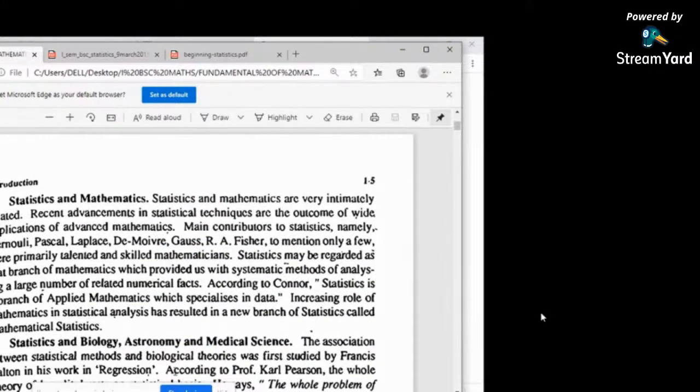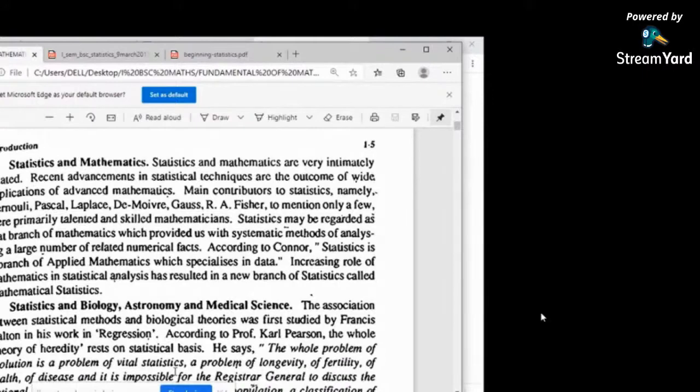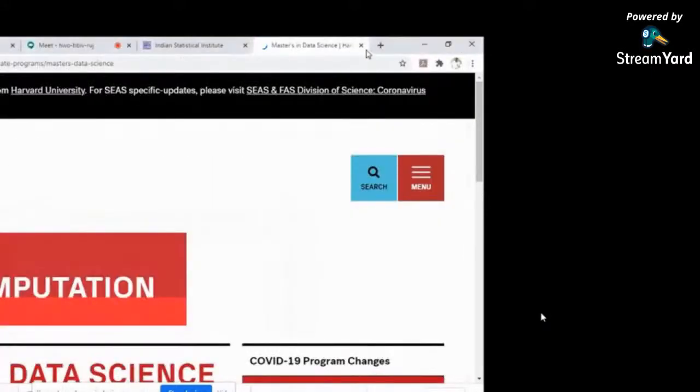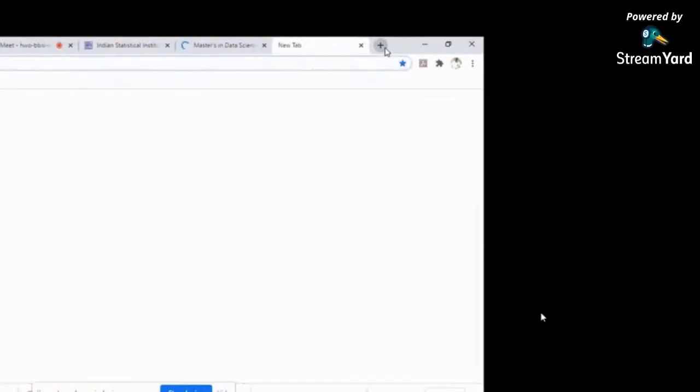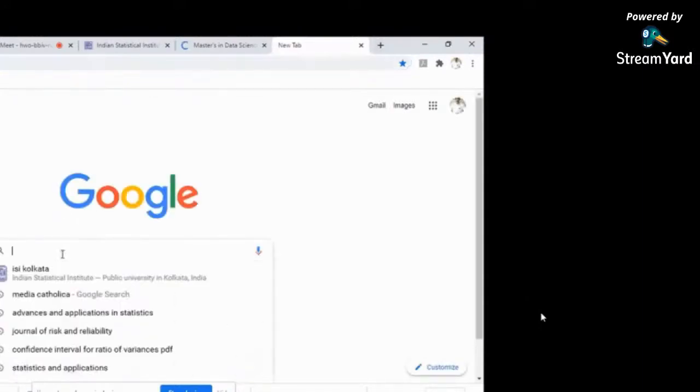As you know, statistics and mathematics have a relationship like a brother-sister relationship. Many of the statisticians are mathematicians, and many of the mathematicians are statisticians. Okay, you know, from India, one of the statisticians got the Fields Medal.